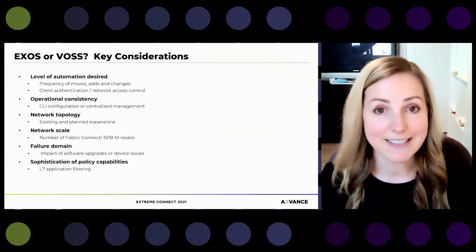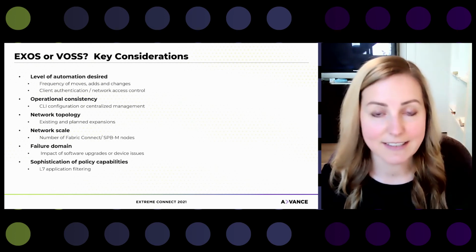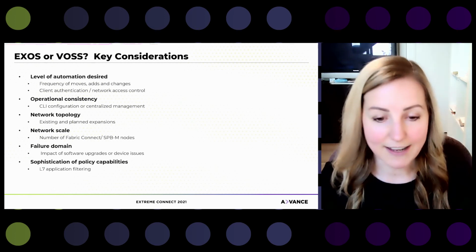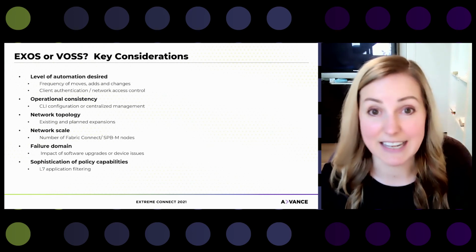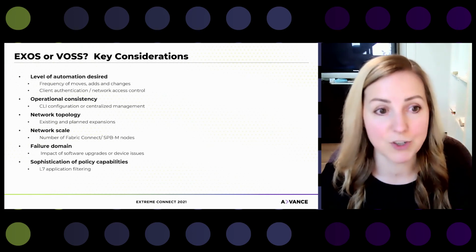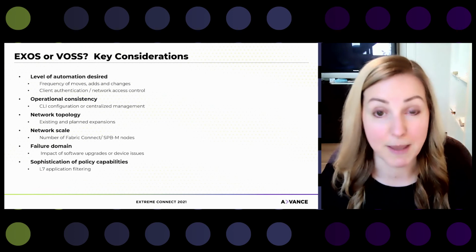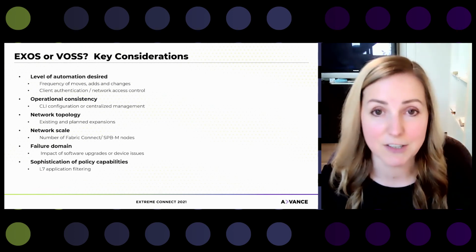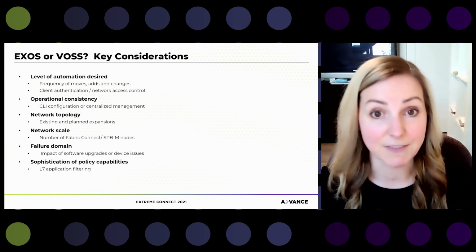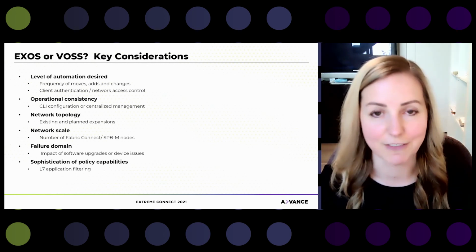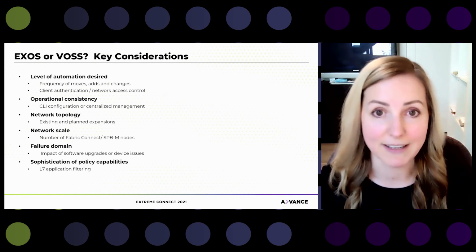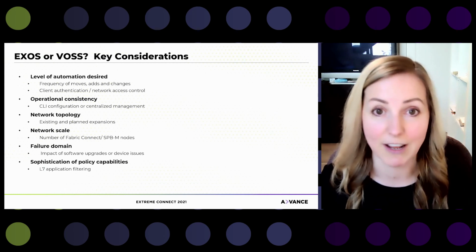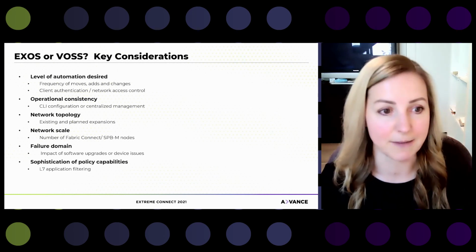So operational consistency is, again, another key consideration. And if you're utilizing more of a device by device CLI or EDM type approach, having one OS end to end might make more sense. But if you started to upgrade and migrate to our centralized management tools, that may be less of a consideration, and you can take advantage of bulk configuration templates through Extreme Cloud IQ Site Engine or XMC.